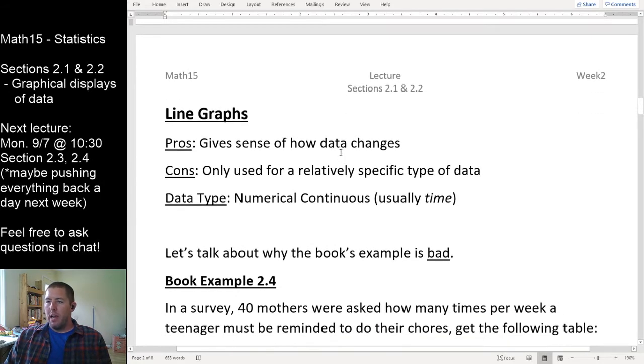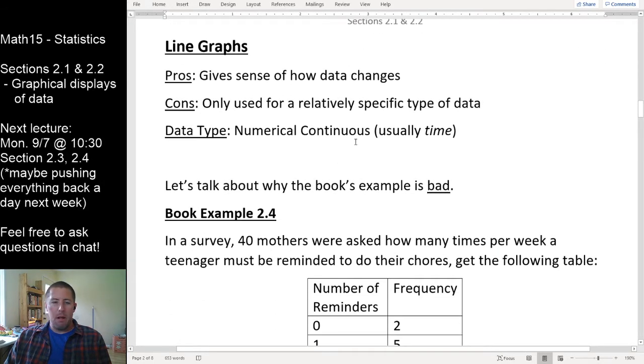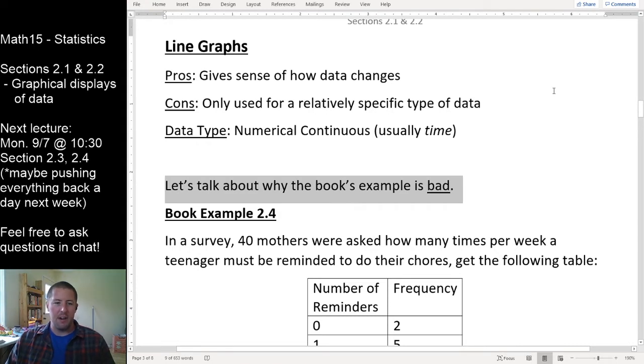Line graphs over here. I've already yelled at you guys a little bit about line graphs. What we want to do here is make sure that we understand when it really is appropriate to use line graphs. I'm assuming every single person in this class has seen 100 line graphs of various things in their lives.